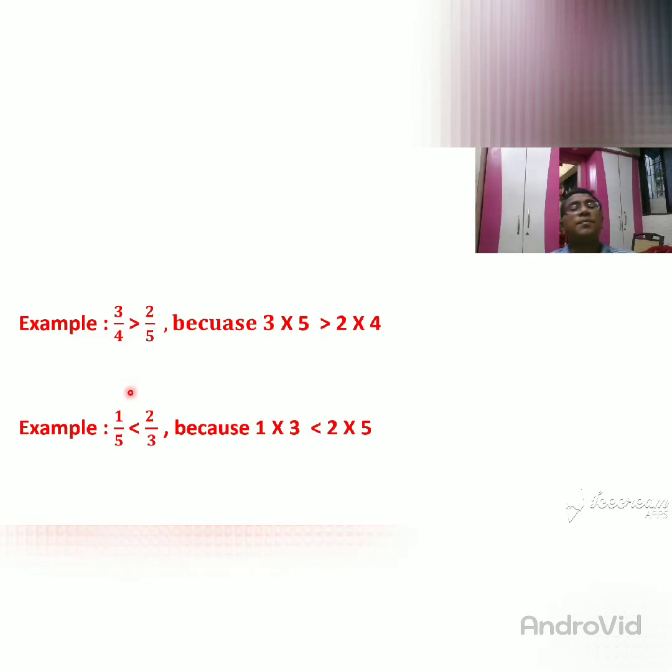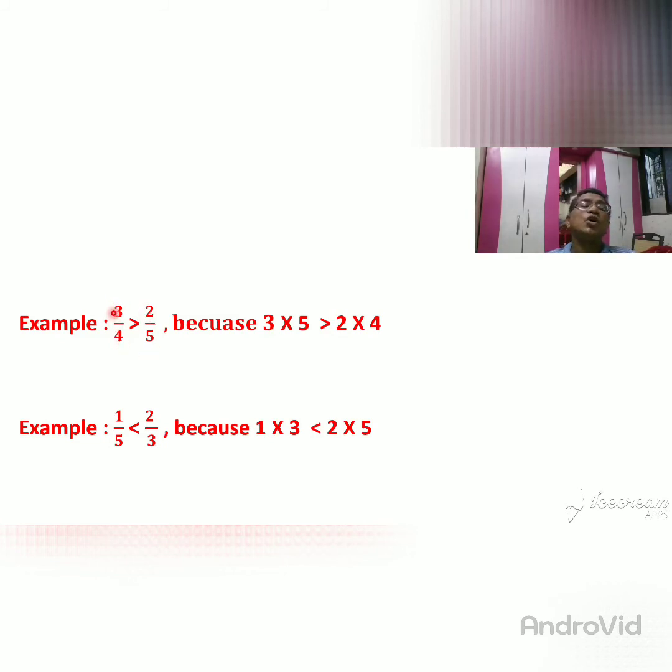Then this is the example. What is given here? 3 upon 4 and 2 upon 5. These examples come for the exam. Which number is greater, 3 upon 4 or 2 upon 5? But when this question comes in the exam, it is written this way: 3 upon 4 comma 2 upon 5, write down the relation between these two numbers. Relation means you write whether that number is bigger or smaller, which number is greater and which is smaller, and you mention that here.